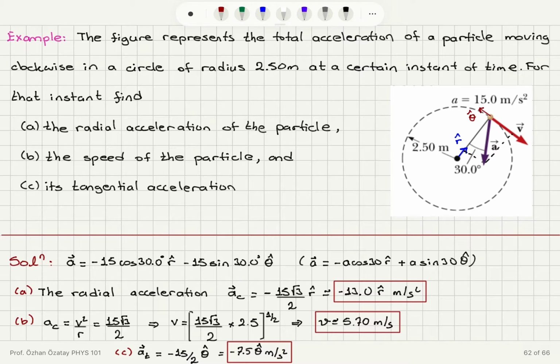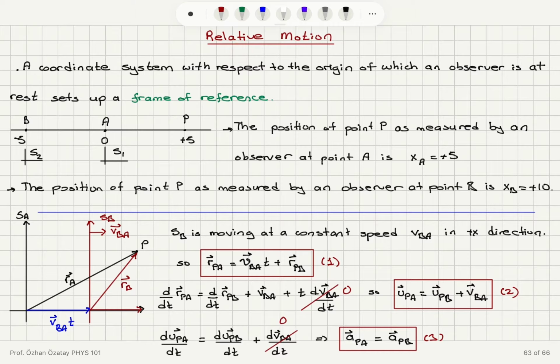Okay, now we're going to change gears. We'll talk about a different type of motion, which is relative motion. Relative motion means we're trying to describe the motion of a particle from a different reference frame. So what is a reference frame? A coordinate system with respect to the origin of which an observer is at rest sets up a frame of reference. We can talk about the lab frame, we can talk about the particle reference frame, etc.